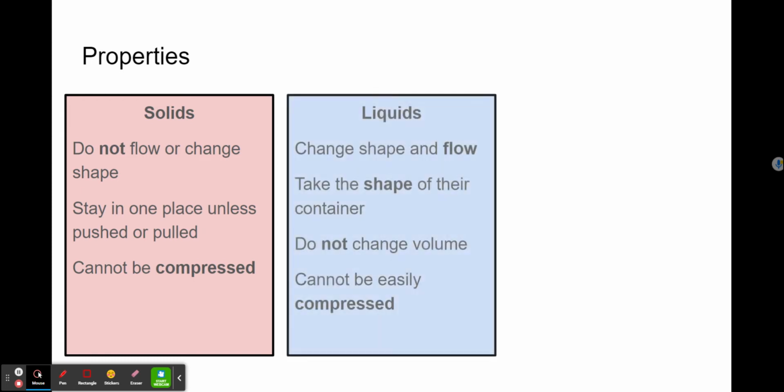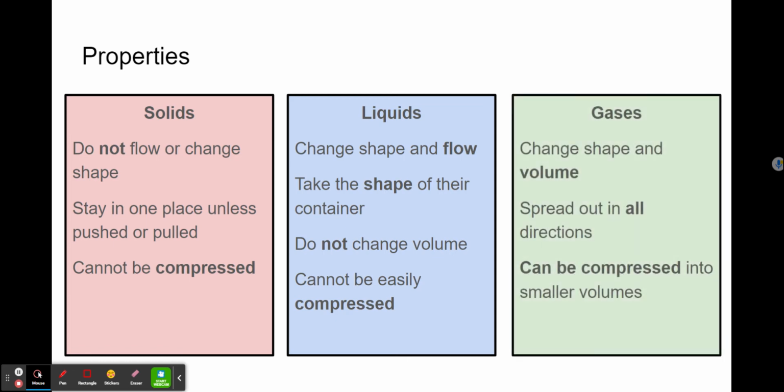If we think about liquids, liquids change shape, they flow. If we put them in a container, they take the shape of the container, but they don't change volume. We can't easily compress a liquid. And then for gases, gases do change shape. They also change volume. They spread out in all directions. So if we think about a room with air in it, the air spreads out to fill the whole room. And they can be compressed into smaller volumes.